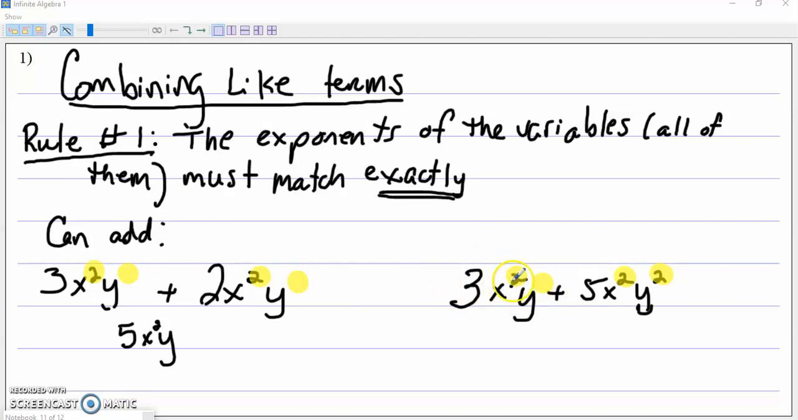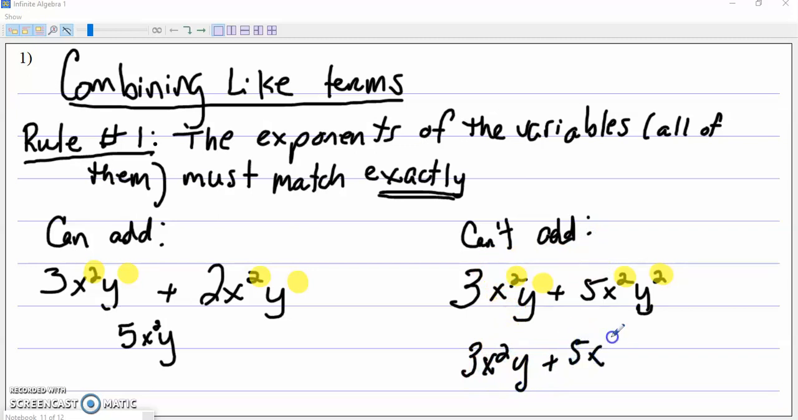But this one, again, has 2 x's in it, but 1 y, just like these do. But this one, and we have 3 of those boxes, but this box has 2 x's and 2 y's in it, in each box. And I have 5 of those boxes. So these aren't the same kind of boxes. So if I was taking inventory, I couldn't say I had 8 of those boxes because I don't have 8 of this box or 8 of this box. I have 3 of this box and 5 of this box. They're 2 different boxes. So therefore, I can't add those together. And that answer stays as 3x squared y plus 5x squared y squared. Okay, can't add those together. So it stays exactly like that.